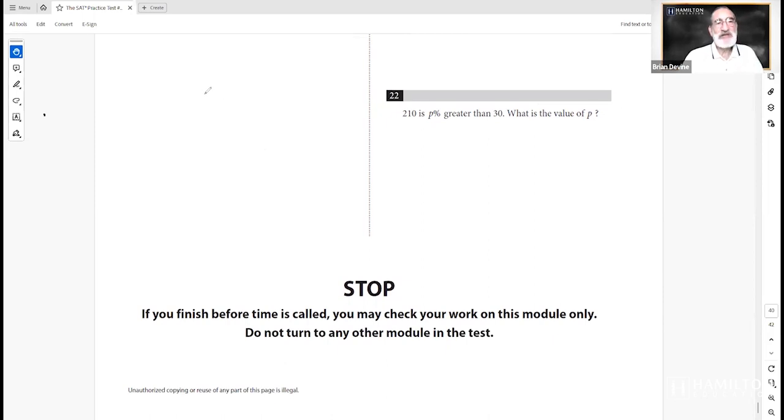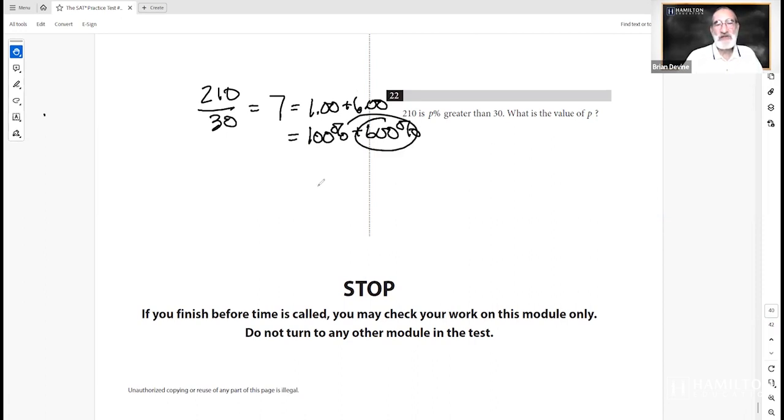Well, I could do this quite easily. 210 divided by 30 would be 7, which is the same as 1.00 plus 6.00, which can be interpreted as 100% plus 600%, which means I went up by 600%. So 210 is 600% greater than 30. And that makes sense because 100% of 30 is 30 and 600% is 180, and that's 210. So that was an easy way to do it.